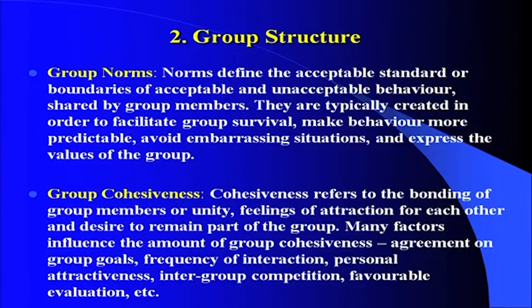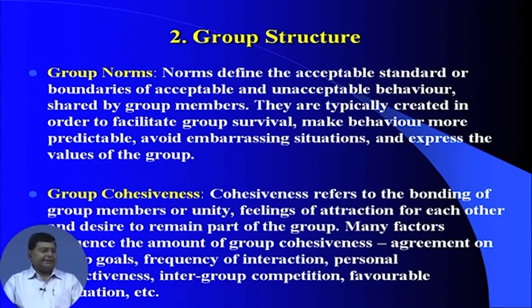Then group norms. Norms define the acceptable standards or boundaries of acceptable and unacceptable behavior shared by group members. They are typically created in order to facilitate group survival, make behavior more predictable, avoid embarrassing situations, and express the values of the group. So group norms are acceptable standards or boundaries of acceptable and unacceptable behaviors. What norms should be in the group, acceptable or not acceptable, should be discussed. It should not be imposed.